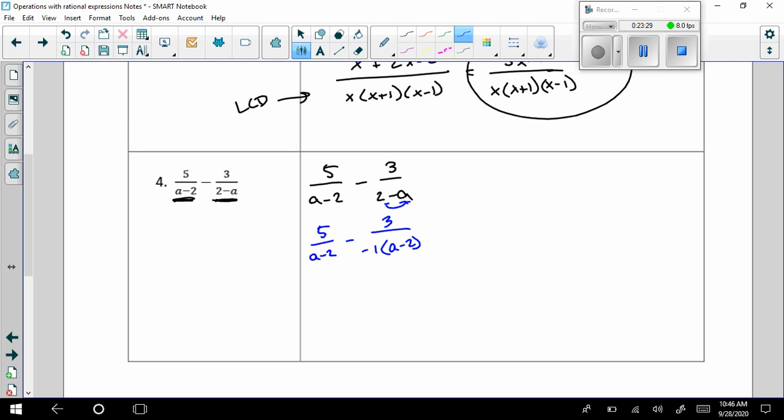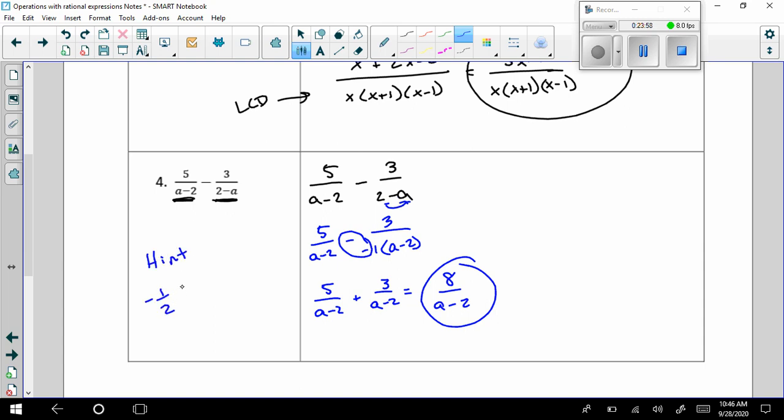All right, so minus a negative becomes plus. And we have 5 over a minus 2 plus 3 over a minus 2. Now we have common denominators. 8 over a minus 2. That does not reduce. Do not reduce your 8 with your 2. That is your final answer. So just keep in mind that negative 1/2 is the same as 1 over negative 2 is the same as negative 1 over 2. We can kind of move this negative sign out of the bottom and put it wherever we want.